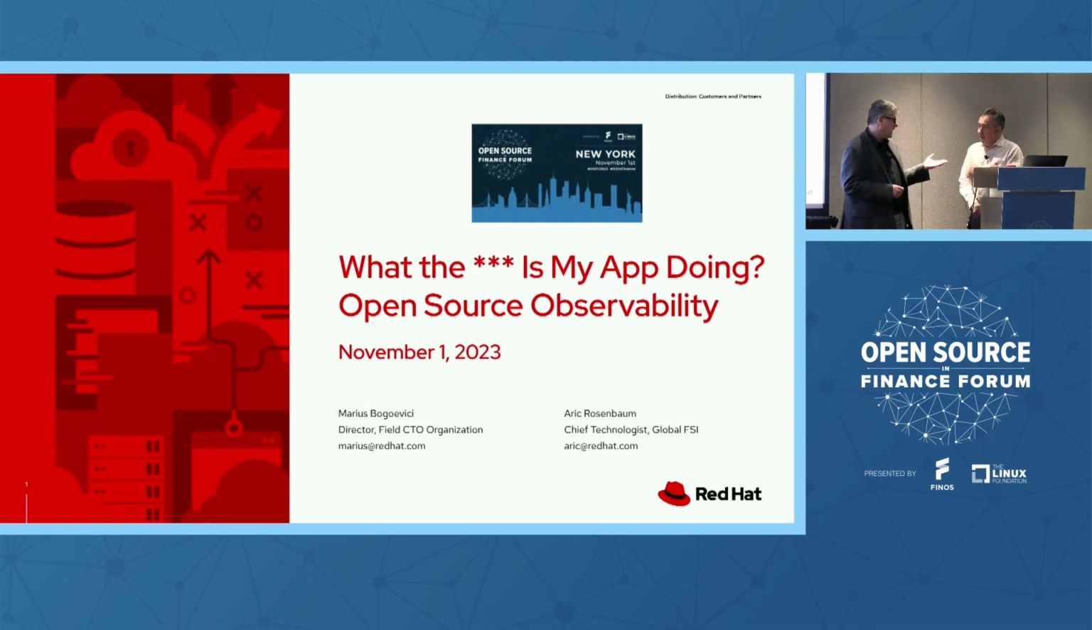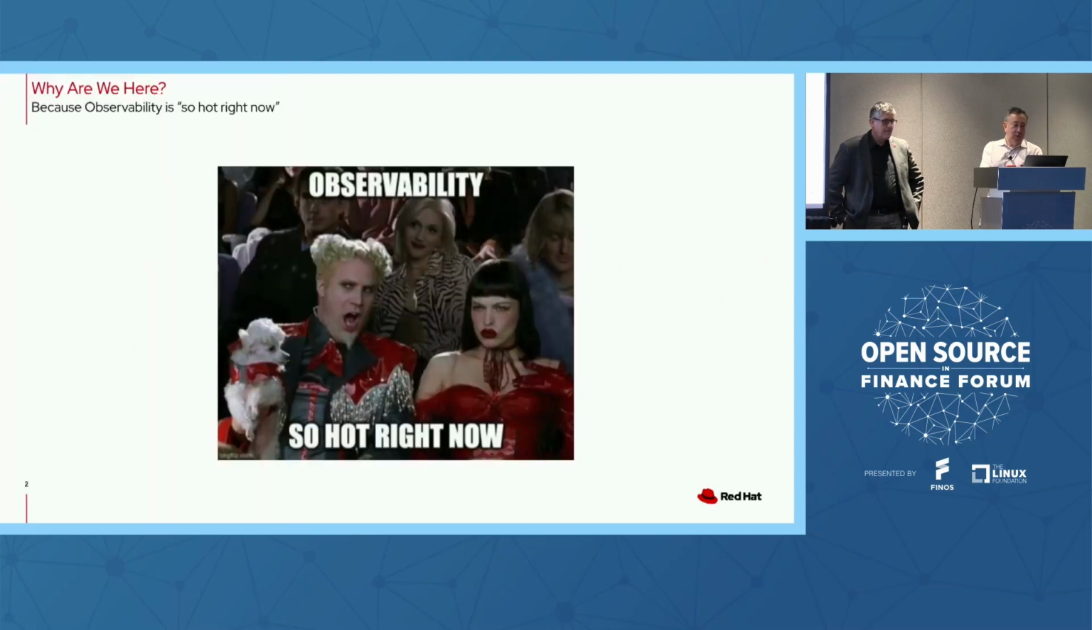And I'm joined by my colleague, Aric Rosenbaum. Hi, my name is Aric Rosenbaum. I'm the chief technologist in what we call the Global Financial Services Practice at Red Hat. So I work with about 111 banks around the world, trying to help them in their consumption of open source, improve their operations through Red Hat technology as well as that of our partners and other open source projects.